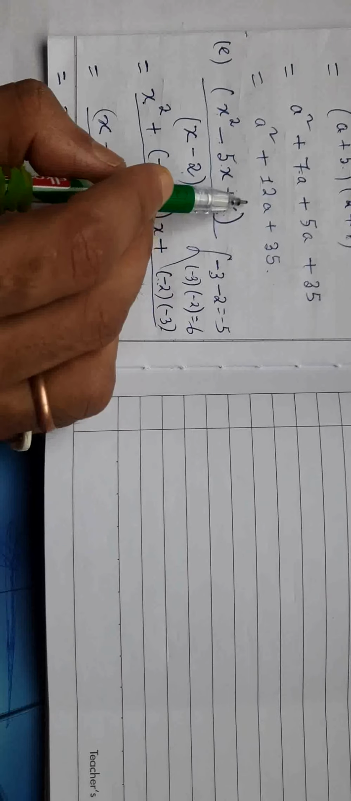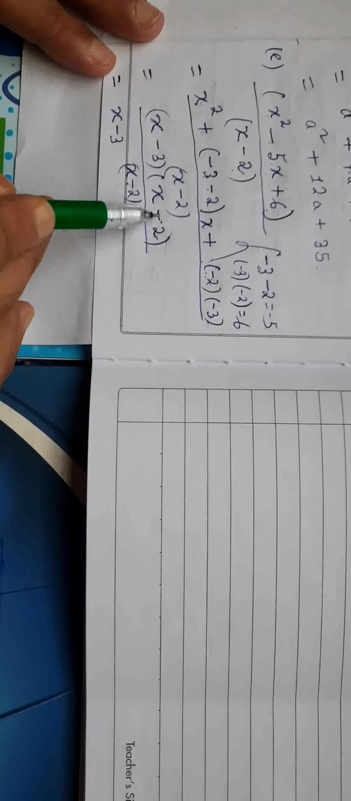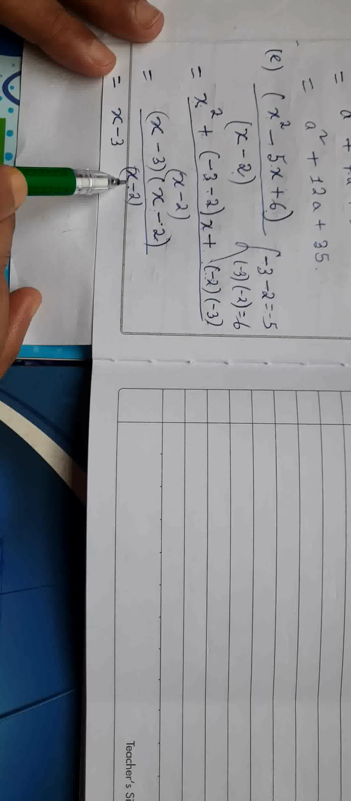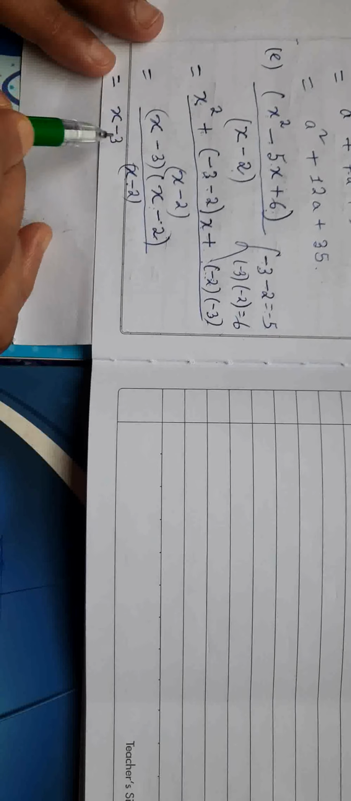Now we know this is of the form x square plus (a plus b)x plus a into b. So the formula is (x plus a) into (x plus b), where a is minus 3, b is minus 2. So here we get x minus 3 and x minus 2. This x minus 2 and this x minus 2 will get cancelled, so we are left with x minus 3.